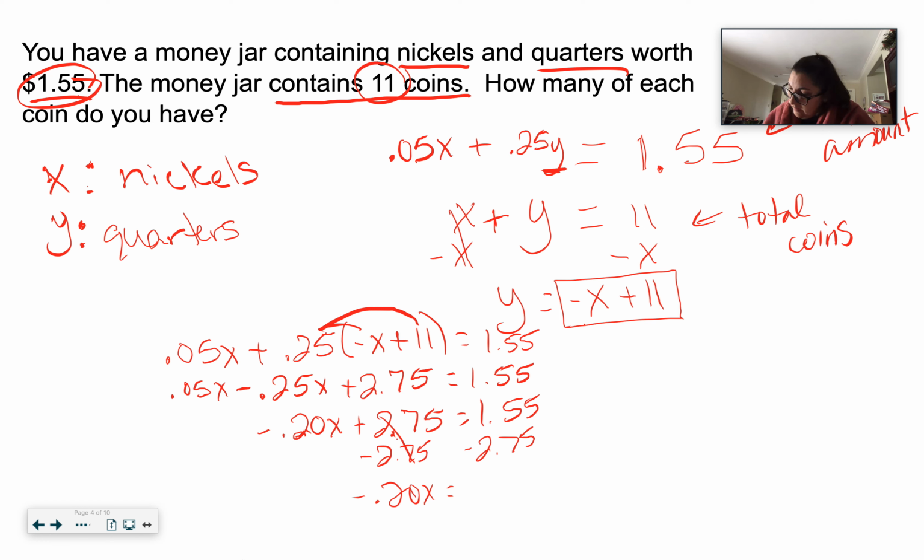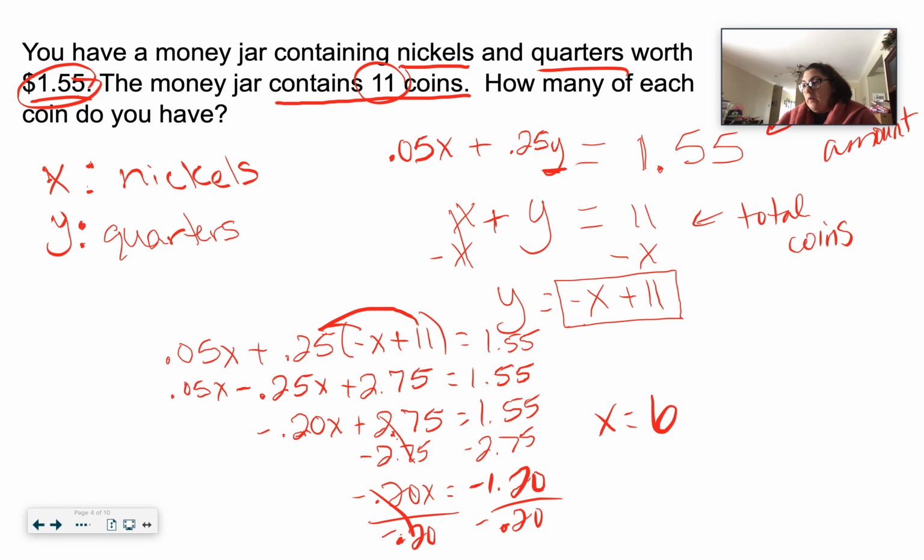2.75 is negative $1.20. Divide both sides by negative 0.20, because you can't have a negative amount of coins, so that makes sense that a negative and a negative is going to cancel out. So it will be a positive number. So $1.20 divided by 0.20 is 6. All right, so x is equal to 6.